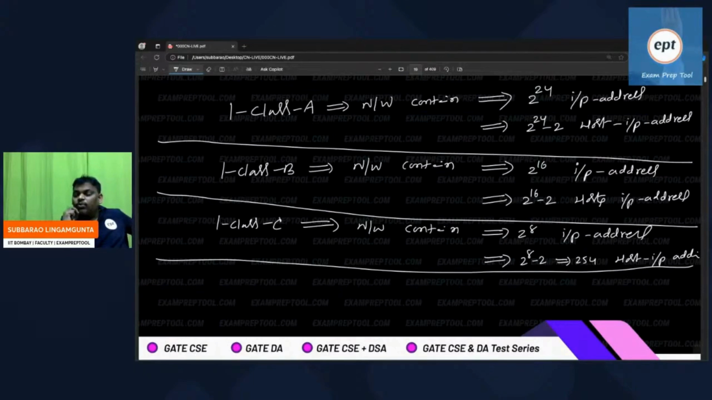If they ask you simply for IP addresses, there is no need to do minus 2. If they say host IP addresses, then you do minus 2.